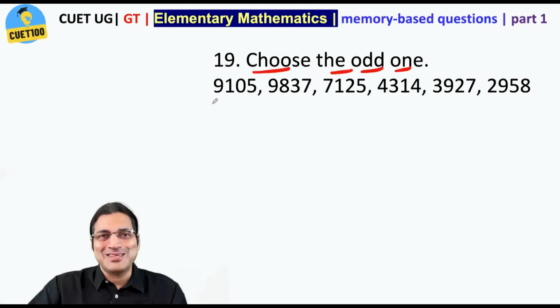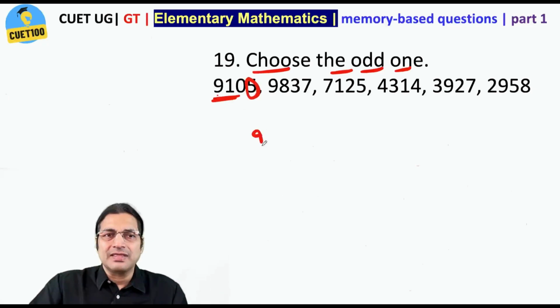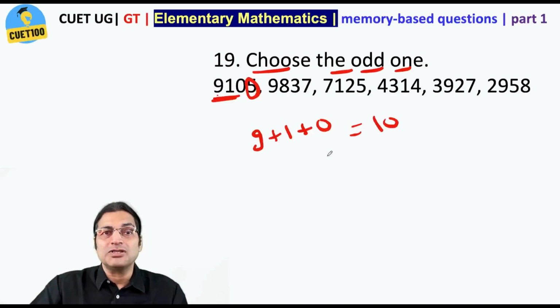Okay, here the logic is the sum of the first 3 digits from the left: 9 plus 1 is 10, and 0, 10. This 5 is half of 10. 9 plus 1 plus 0 is 10, and the 4th digit is half of this 10, 5. All right. Similarly, here 7, 1, 8 and 2, 10. This is half of 10.